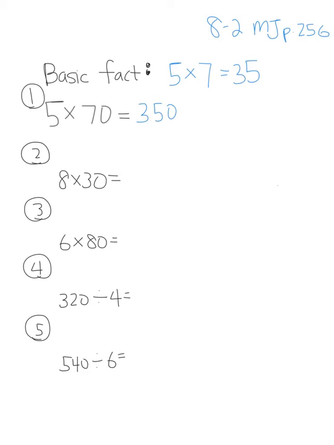A sample answer could have been, I thought of 5 groups of 7 tens. 5 times 7 is 35, so I have 35 tens, or 350 in all. For number 2, our basic fact that we can use is 8 times 3 equals 24. And from 8 times 3 to 8 times 30, we're adding a 0, so I can do the same to my answer.